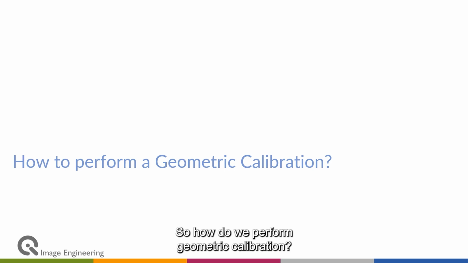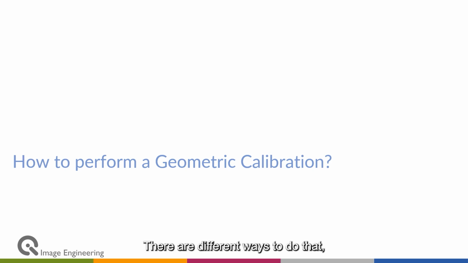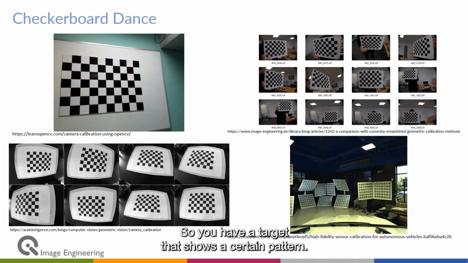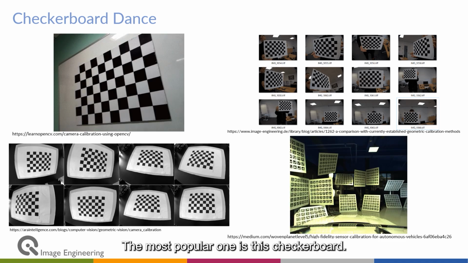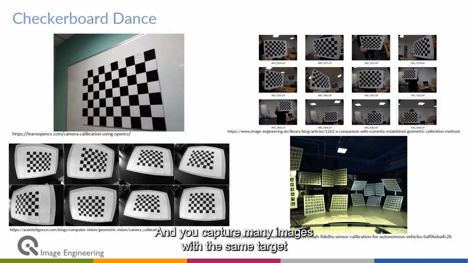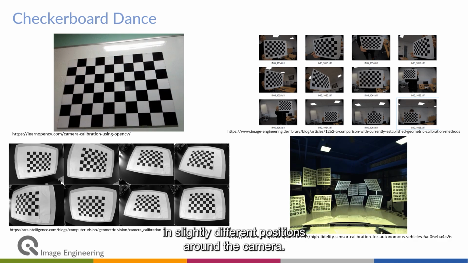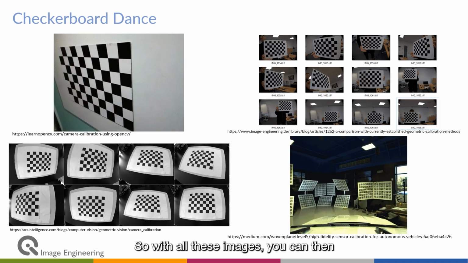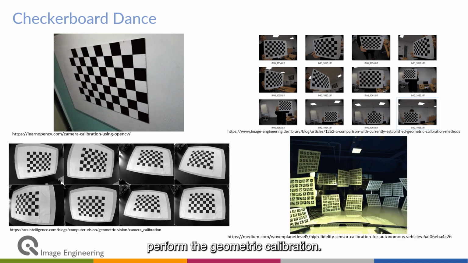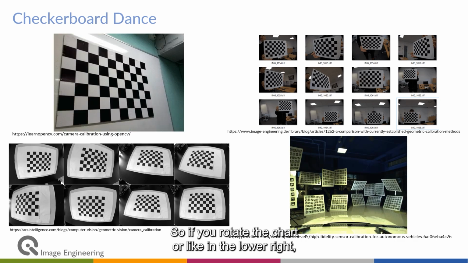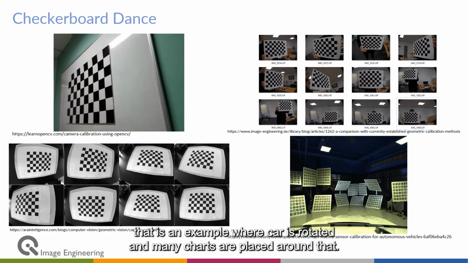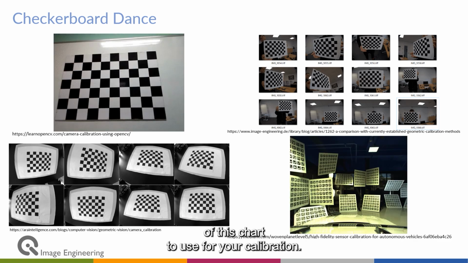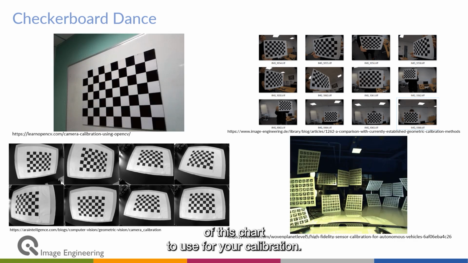So how do we perform geometric calibration? There are different ways to do that, but one very commonly used one is what we call the checkerboard dance. You have a target that shows a certain pattern. The most popular one is this checkerboard, and you capture many images with the same target in slightly different positions around the camera. So you change the location slightly, you change the angle towards the camera. With all these images, you can then perform the geometric calibration. So if you rotate the chart, or like in the lower right, that is an example where a car is rotated and many charts are placed around it. But it's the same idea. You have many images, many times you have this chart to use for your calibration.